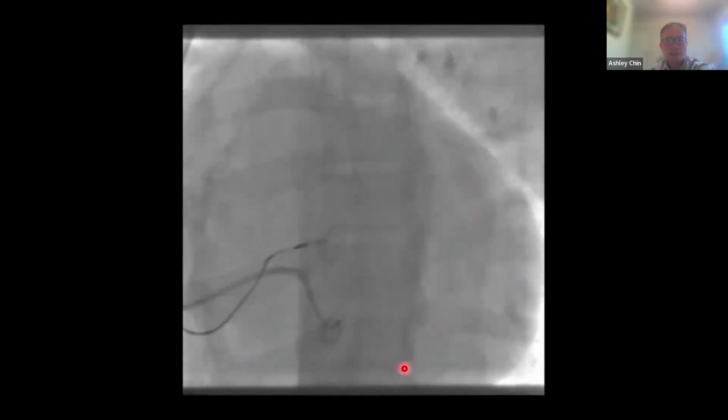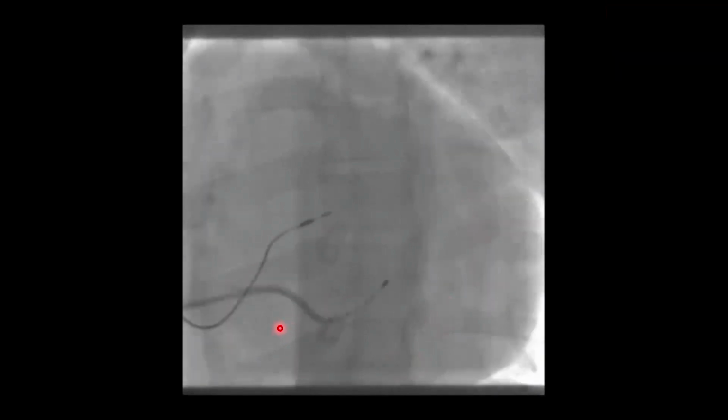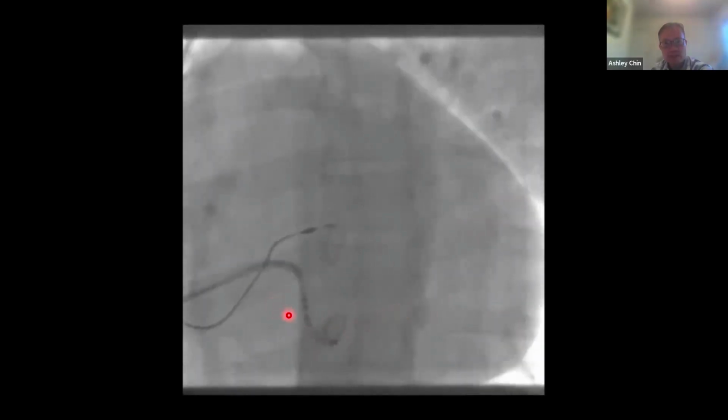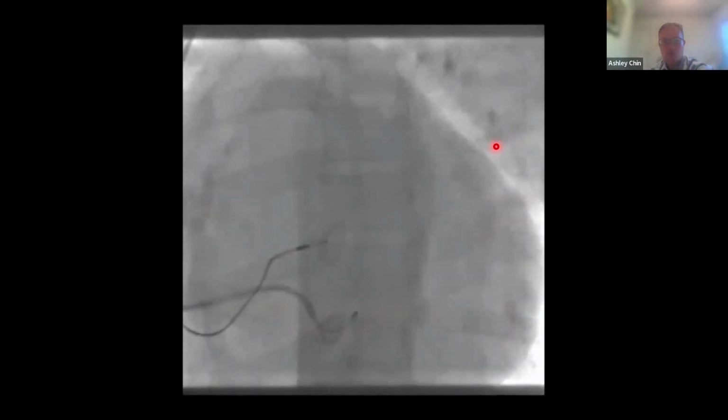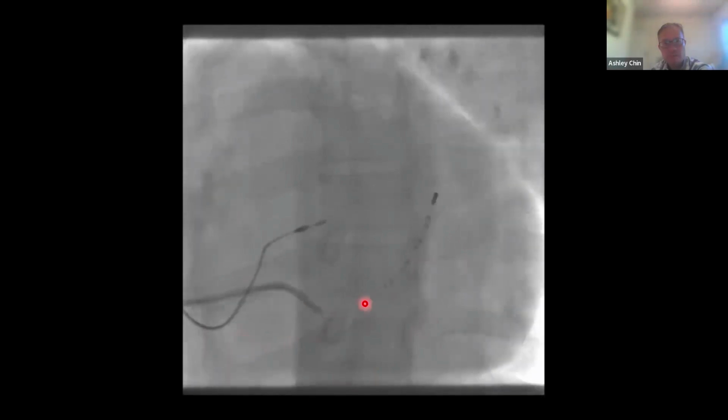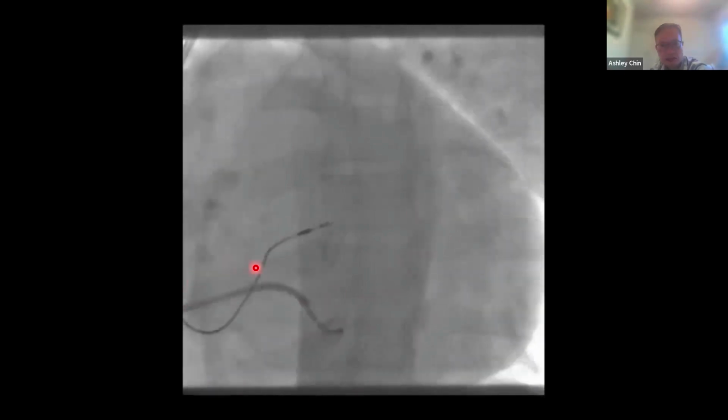Okay, here's another example. This is quite a tortuous, high takeoff os. Here's the midline, the LAO view now. I've crossed the midline. You can see in the LAO view, if you cross the midline, you're definitely in the coronary sinus. So I've advanced the decapolar catheter around. Great. And then after that, I'm going to advance the sheath over. Okay, so that's the technique that I use to get into the coronary sinus.